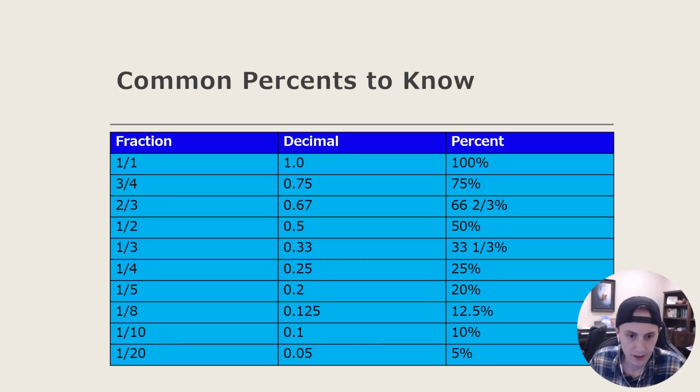One thing to note, for 2/3, it's actually 0.666666 forever and ever and ever. I rounded that one to 0.67. Same with 1/3, that's actually 0.33333333 forever, and I rounded that to 0.33. So those are the 2 that I've rounded here. All the others are exact numbers.